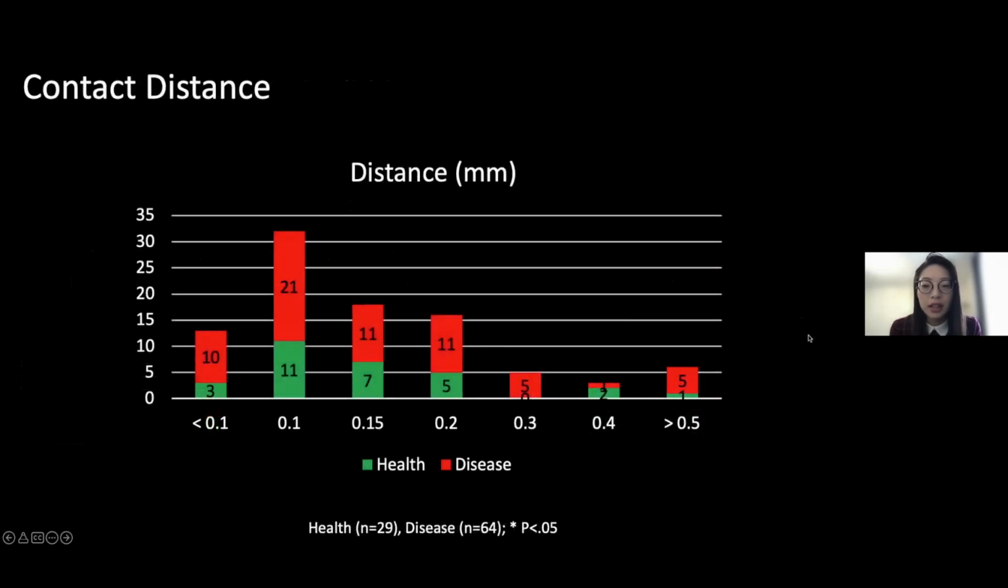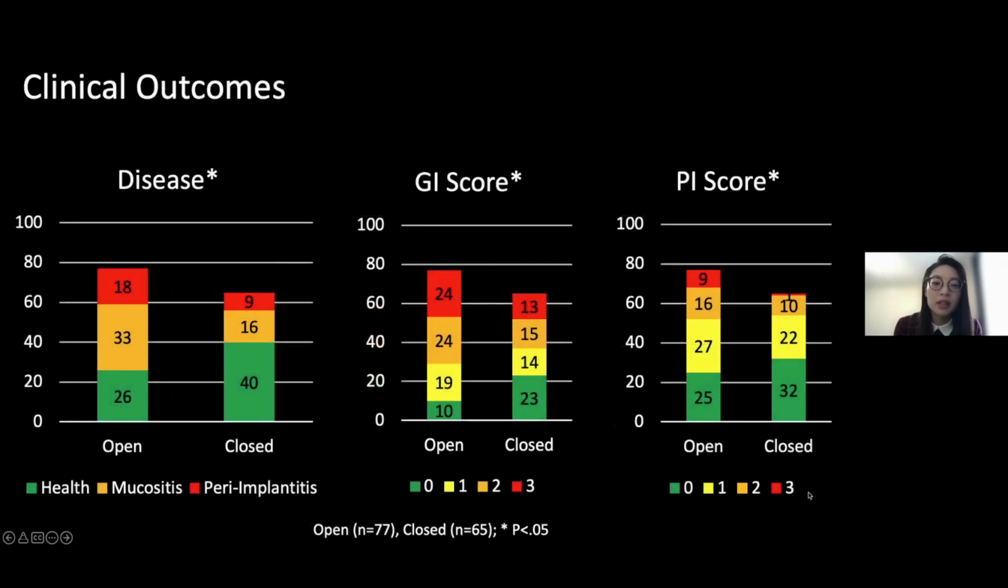In terms of contact distance, we found that the distance had no association with peri-implant disease, but overall most of the contacts were about 0.1 millimeters in width. And even though we didn't find an association with the width, we still found an association with the presence of the open contact itself. And so here you can see the clinical outcomes.